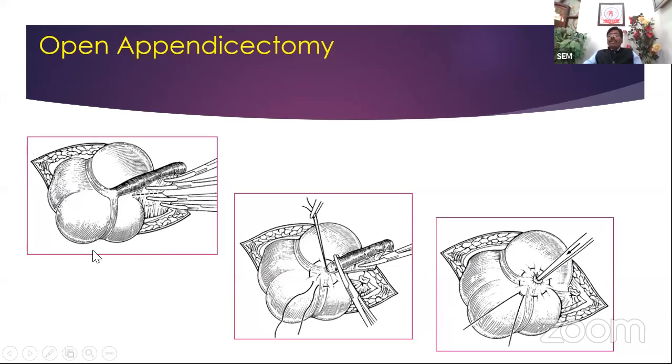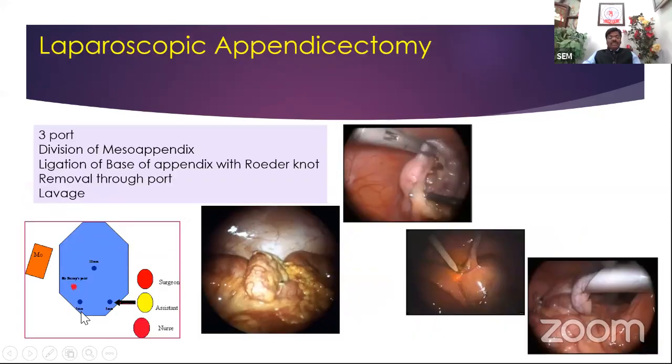Then clean the whole peritoneal cavity free of infection. That same thing you can achieve by laparoscopy, by standing on the patient's left side, making 1, 2, 3 ports. Okay, sometimes we put one here also, but this is the common arrangement.